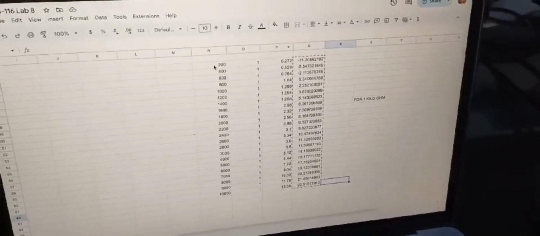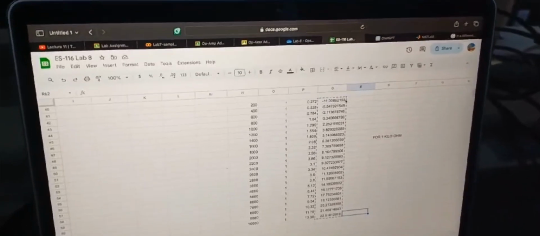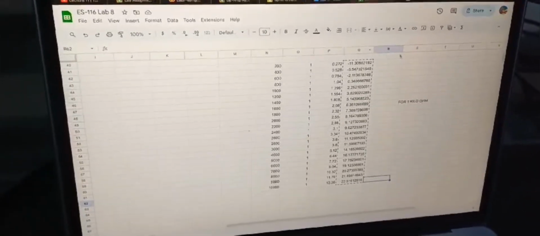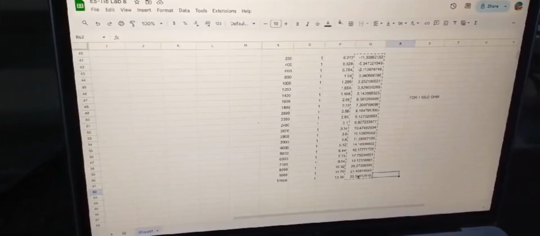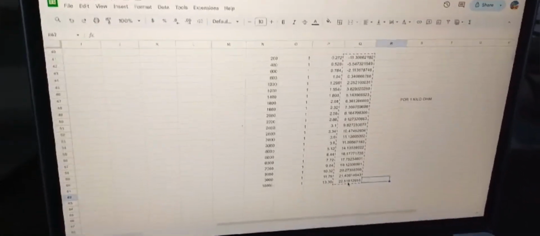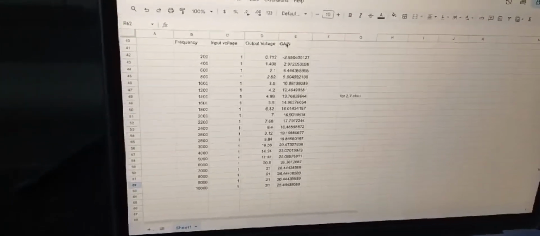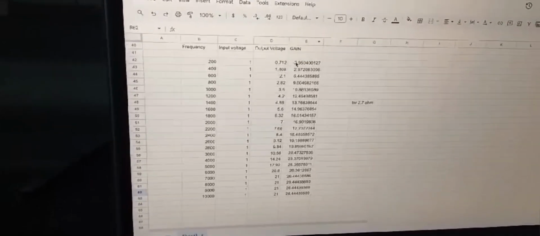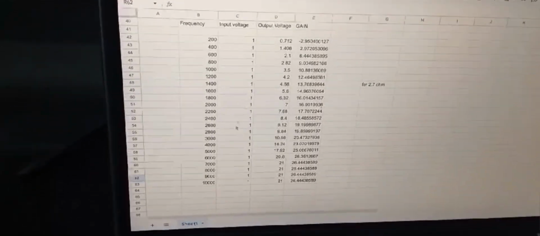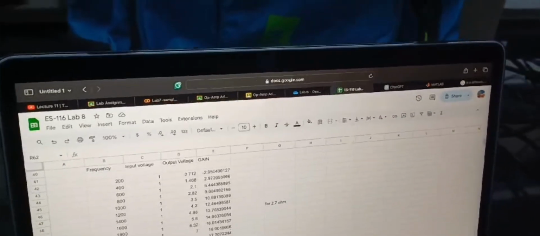Now these are the values which we obtained for the 1 kilo ohm differentiator circuit. At 200 Hz we are getting a gain of minus 11.3, but at 10,000 we are getting a gain of 22.516. Similarly, we have done it for 2.7 kilo ohm. At 200 Hz the gain is minus 2.95, but as we increase it to 10,000, our gain comes out to be 26.44.